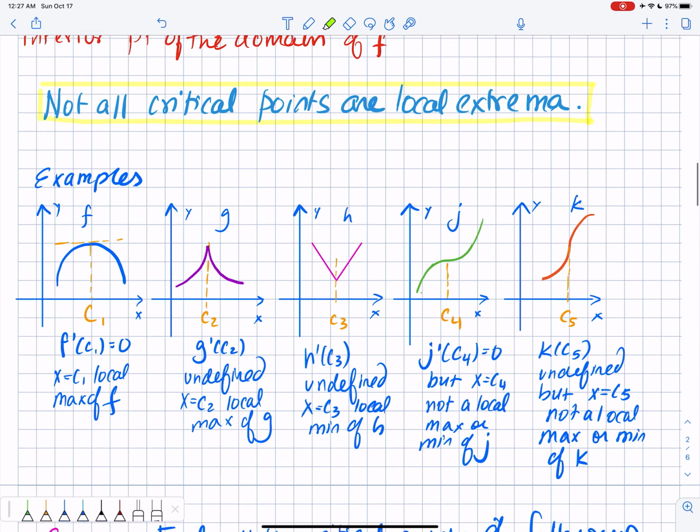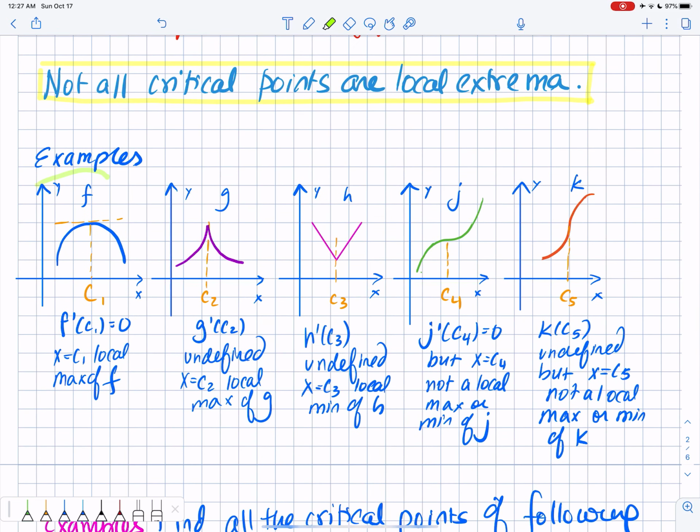Okay, so let's look at this one. The first one we have over here is a function y equals f of x. You see the point x equals c1. The function's differentiable there, and the derivative is 0, so it's a critical point, and in fact, it's a local max.